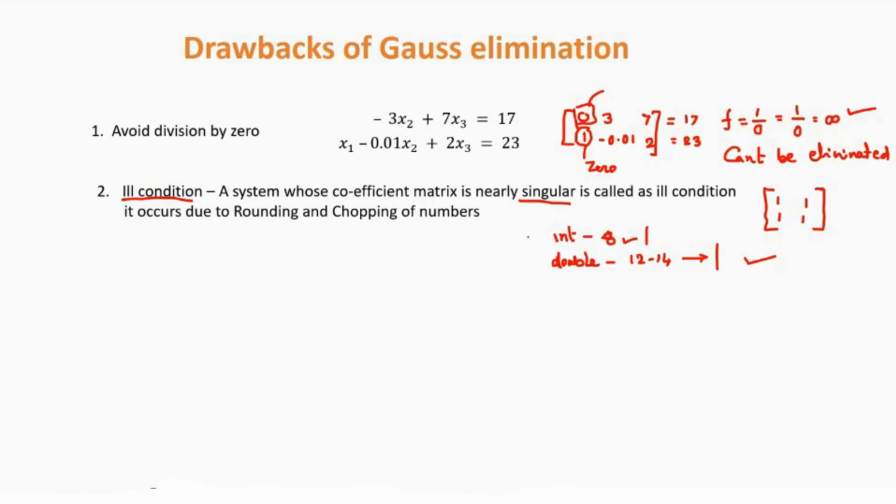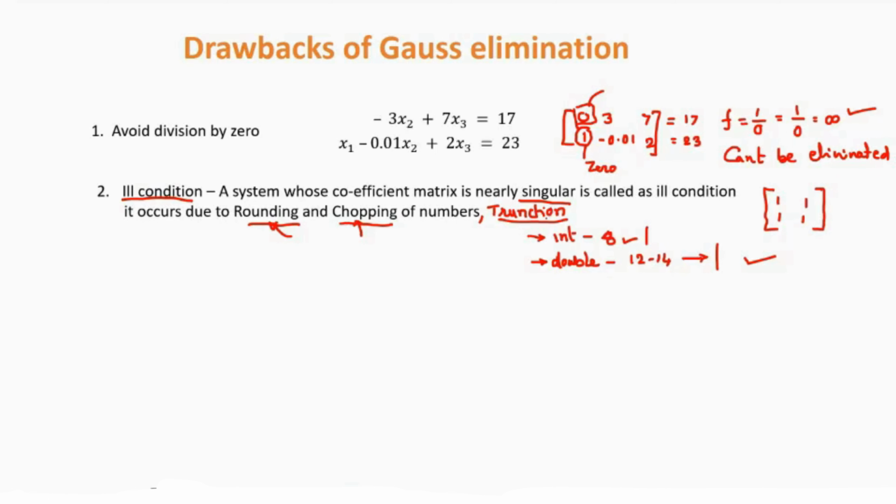So the rounding off automatically occurs in computations. These computations lead to rounding of numbers as well as chopping, which is also called truncation. So truncation of a particular number occurs, and due to this, ill condition may occur. So these are the 3 reasons which lead to ill condition: rounding of numbers, chopping of numbers, or truncation of numbers. In some cases truncation of equations also occurs.